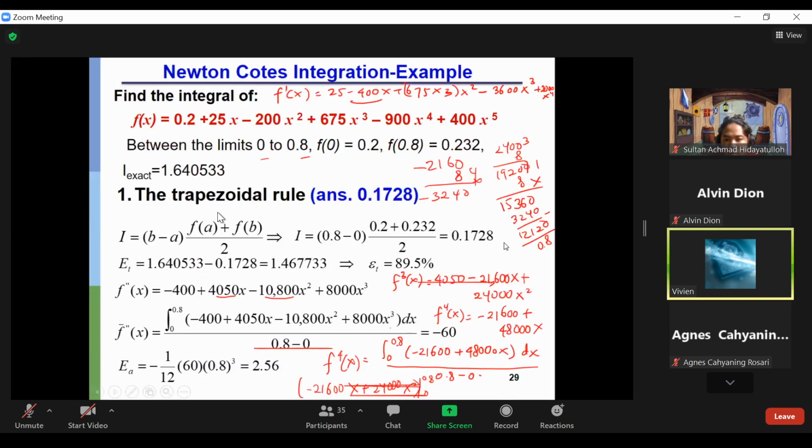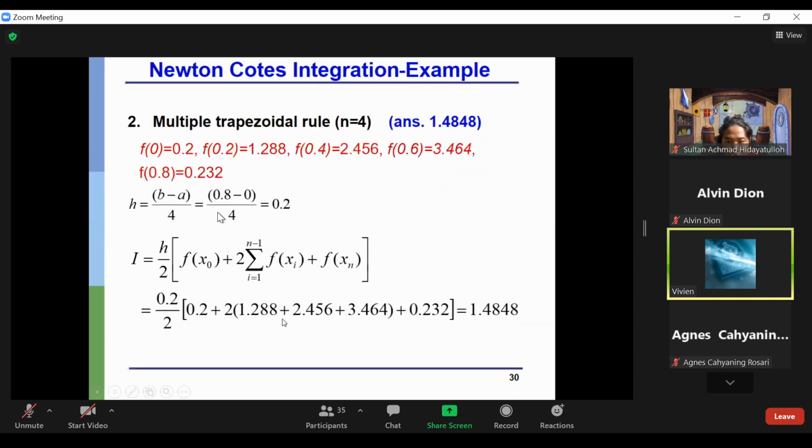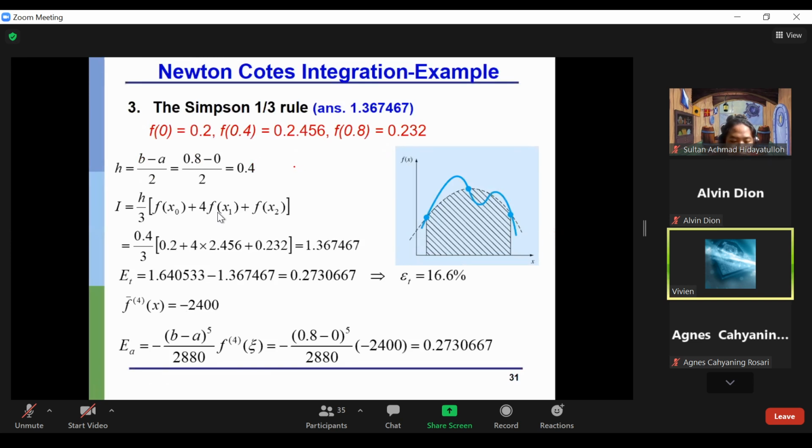So the value is not the same. Yeah, it's not the same. It should be 12,120 divided by 0.8, isn't it? Now you can check that again. So what about this one? Have you tested with this one? Is it correct? I have not, ma'am. Okay, I will check again to make sure that if there is a mistake in the calculation, this value should be corrected.